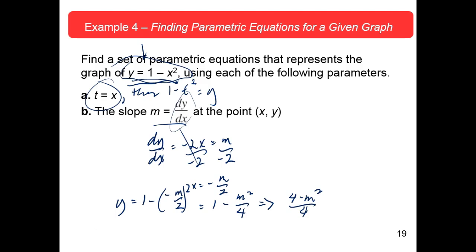What is that? It says y equals 1 minus negative m over 2 squared. x. No.